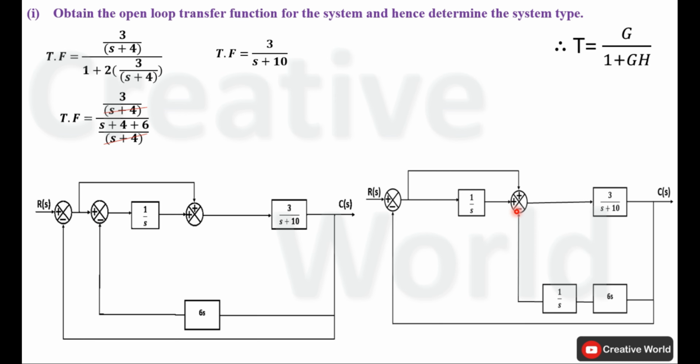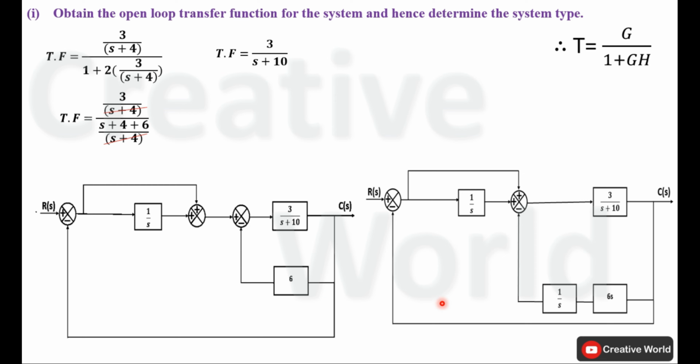Now again this summing block will be distributed into 2 summing blocks for the further solution of this problem. And these two gains are multiplied with each other, their product becomes 6 only. This s is cancelled out with the s in the denominator. Now again we have another negative feedback system. We will try to find out its transfer function.